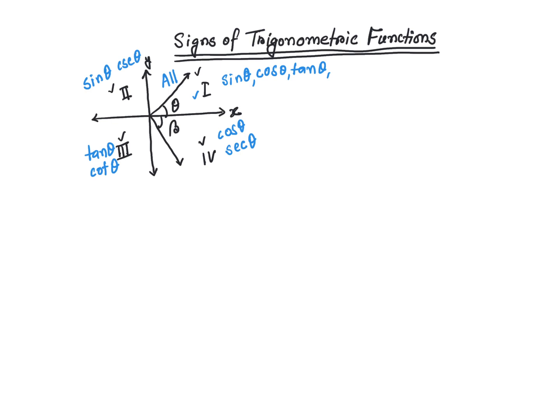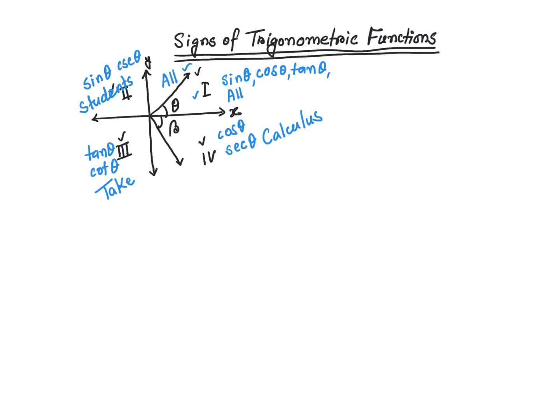Now, there is an acronym or easier way to remember this that we use in the US. It's called All Students Take Calculus. That means all, students, S for sine theta, students take calculus. What it says is that in the first quadrant, everything, all trig functions are going to be positive.